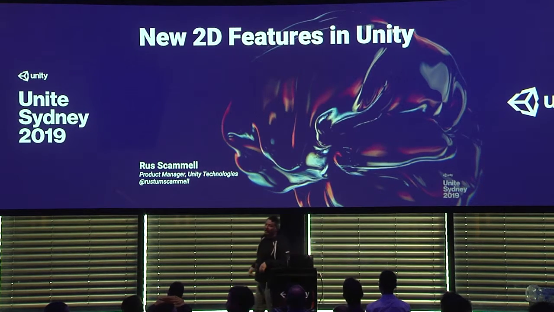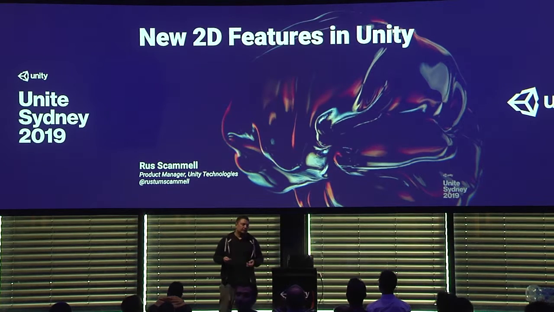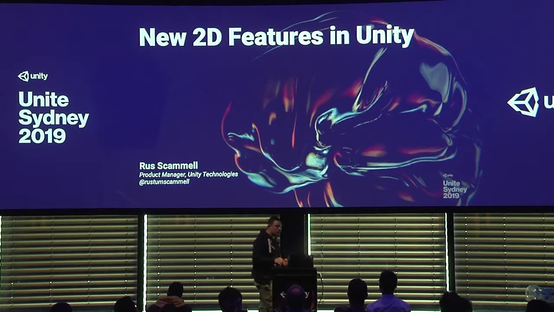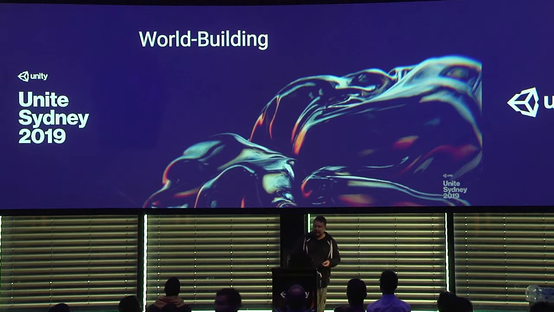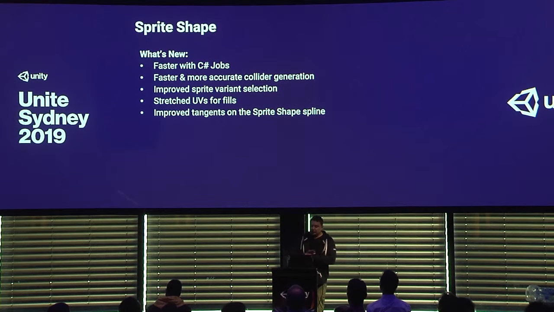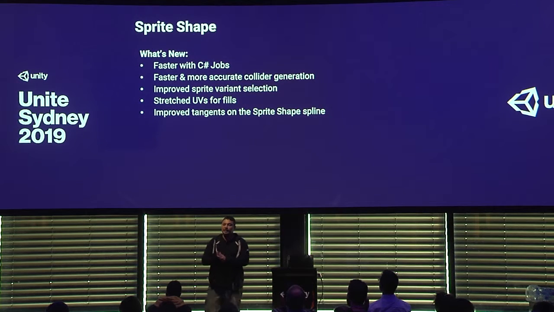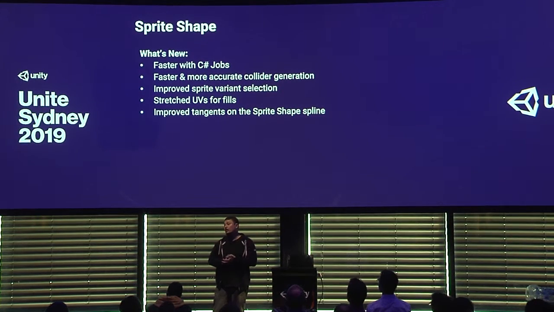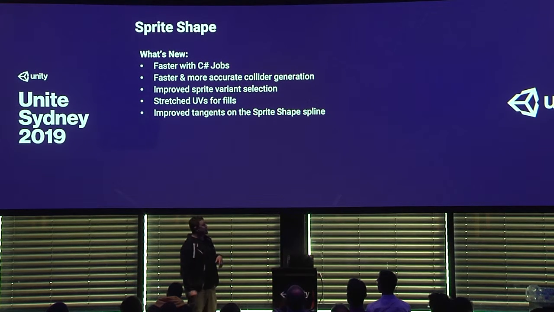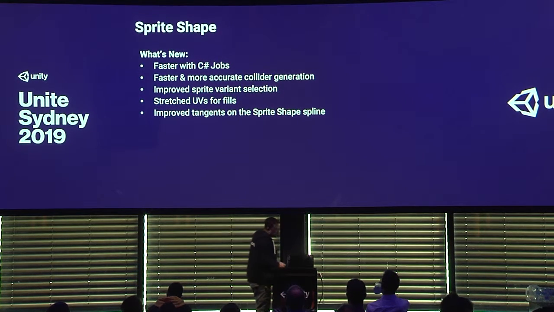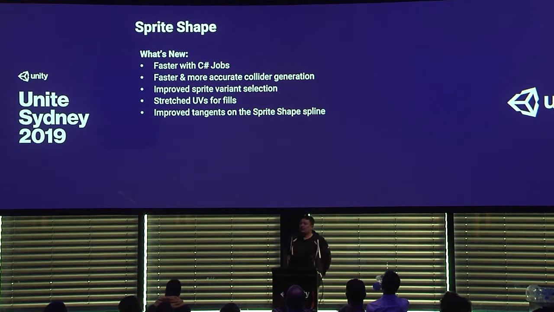OK, so we're going to jump right into it. We've got a lot to cover. So let's start with world building. So for the world building tools, Sprite Shape is where a lot of the action has been recently. And a lot of the stuff I'm going to talk about are in packages, so I'm going to explain how you can get hold of them later. So for Sprite Shape, a lot of the changes have been around performance and some workflow improvements.